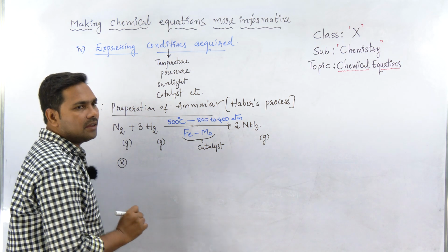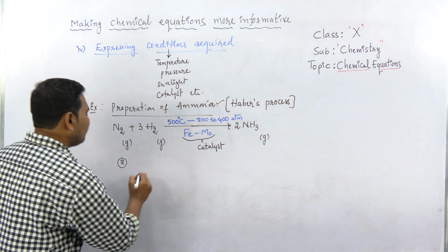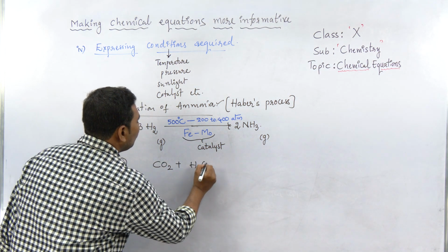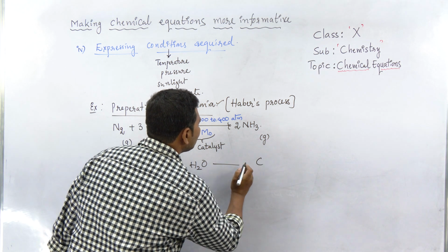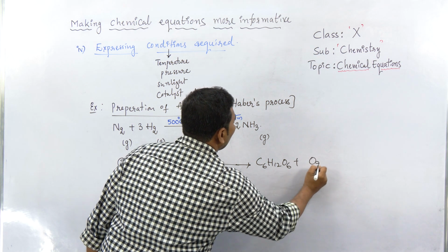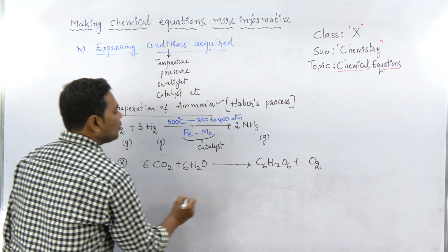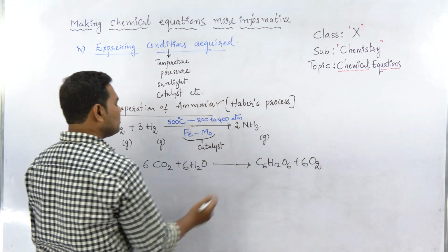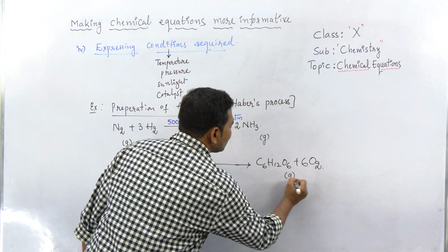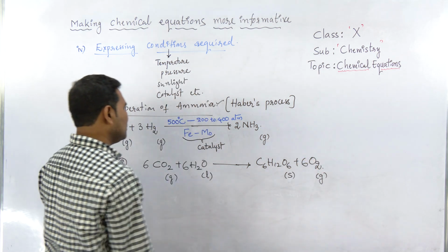Example number 2, a very familiar example, right? Preparation of food by plants using the process called photosynthesis. For that we know CO2 reacts with H2O, produces glucose, C6H12O6, plus oxygen gas is released. This we can balance: 6 molecules of carbon dioxide, 6 molecules of water, 6 molecules of oxygen. It is balanced, right? Carbon dioxide is a gas, water is a liquid, glucose is a solid, and oxygen is a gas.